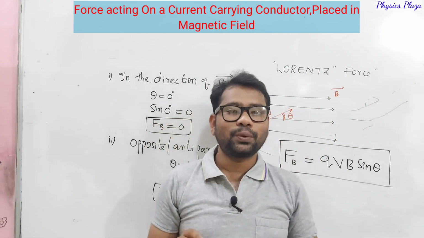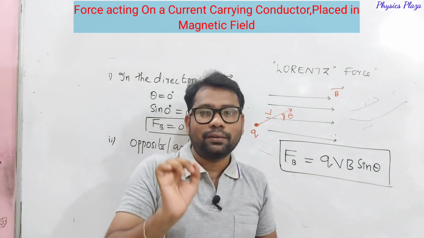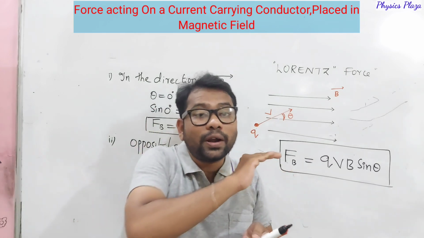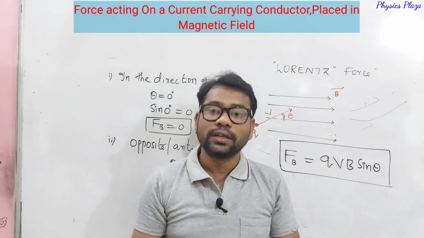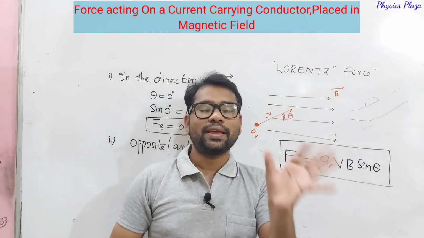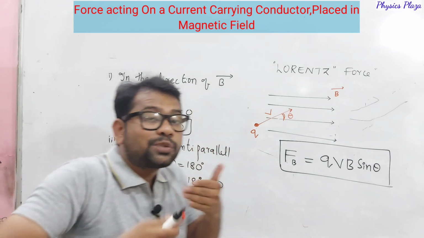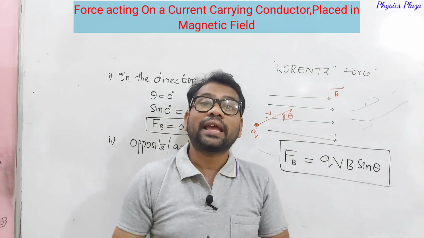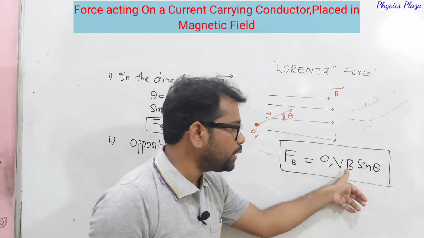When a charge is thrown into the magnetic field, other than parallel, very important, the charge must be thrown into the magnetic field but not in the direction. Then what happens? It experiences force. That force only we can call a Lorentz force. So when a charge is placed into the magnetic field other than 0 and 180 degrees, it experiences force. How much force it can experience: F is equal to QVB sin theta.